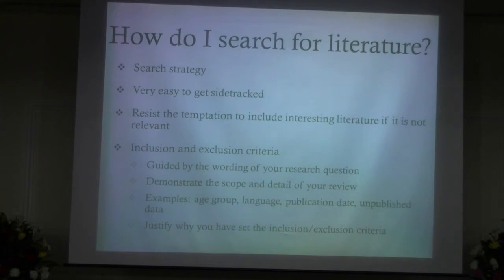Am I making a study on adults or pediatrics? Am I including all languages on earth to review all these articles, or am I just sticking to English? Am I putting a time frame, meaning I'm going to start from 1995 up until 2005, or am I going to review anything that has ever been written? Unpublished data, like I mentioned earlier. And then you have to justify your inclusion-exclusion criteria in the methodology that you write up.